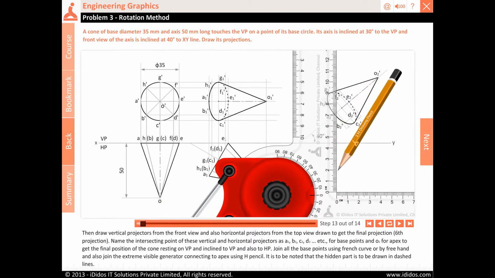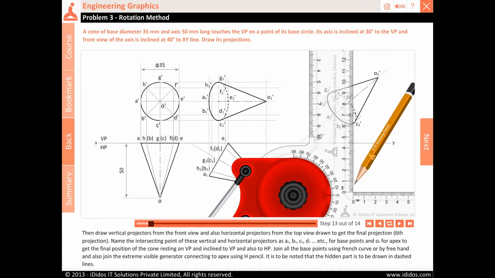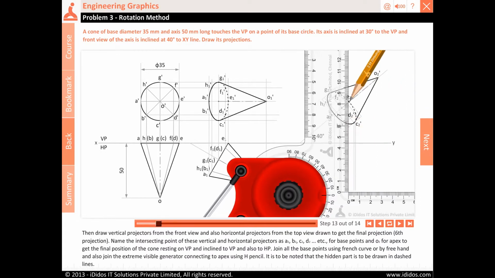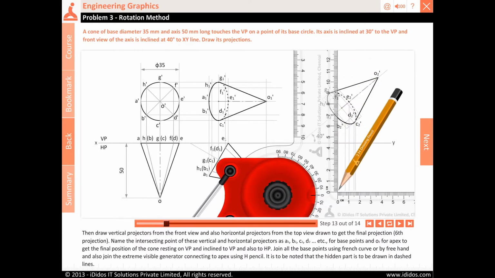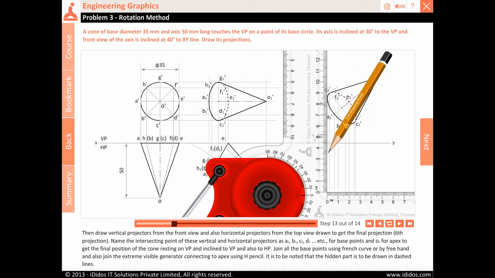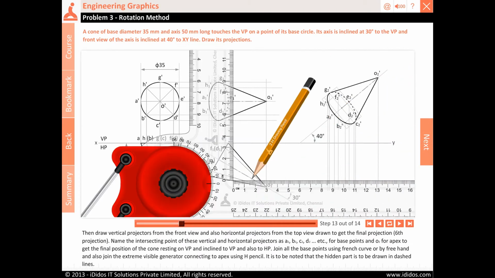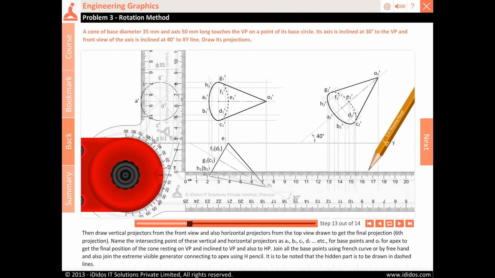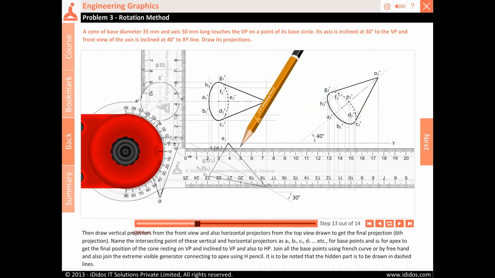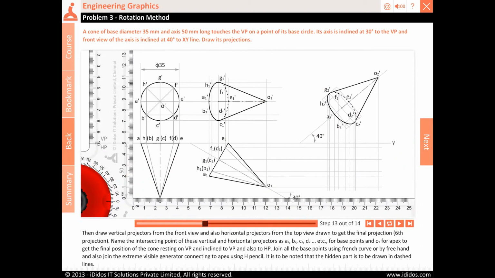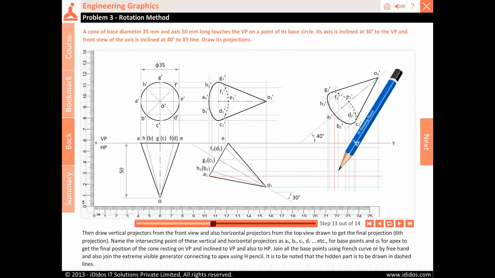Then draw vertical projectors from the front view and also horizontal projectors from the top view drawn to get the final projection, sixth projection. Name the intersecting point of these vertical and horizontal projectors as A2, B2, C2, D2, etc. for base points and O2 for apex to get the final position of the cone resting on VP and inclined to VP and also to HP.